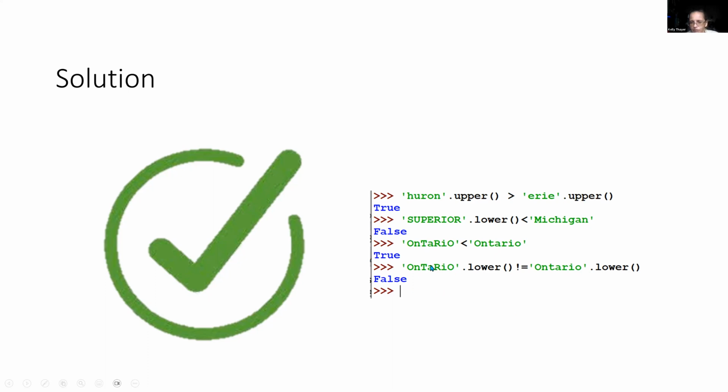All right, now we're going to convert this to lower and Ontario.lower. So we said these are not equal to each other, but if we convert both of them to lowercase, they will be equal. So this is false. All right, great.